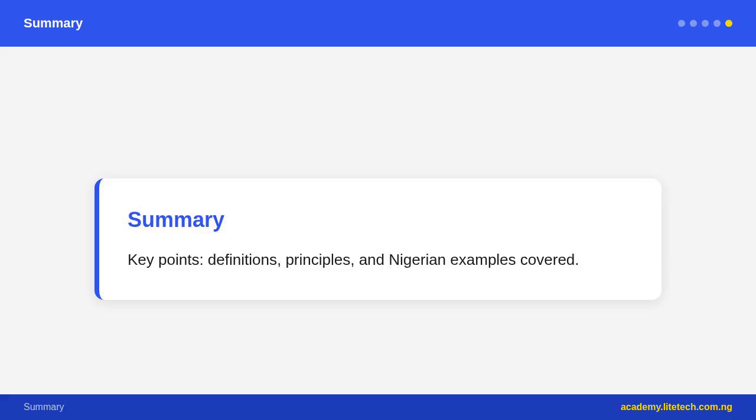Let us summarize population and economic growth. Population growth rate equals birth rate minus death rate plus net migration; Nigeria 2.5 to 3% per year. Malthus: population outstrips food, positive checks, criticized for ignoring technology. Optimum population: size that maximizes GDP per capita. Demographic dividend: window when working age population is large, opportunity if jobs exist. Nigeria fertility rate 5.3, youth unemployment above 40%, GDP per capita about $2,200.